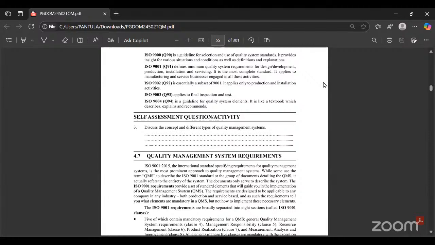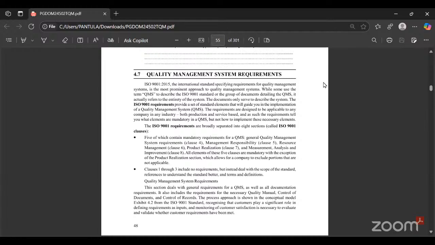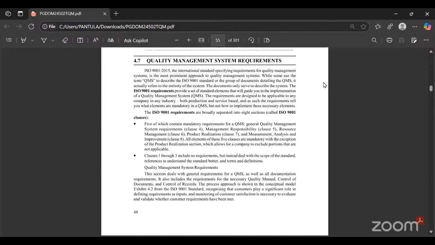And the quality management system requirements. What are the quality management system requirements? ISO 9001 has five clauses which contain mandatory requirements for a QMS, quality management system: quality management system requirements, clause 4; management responsibility, clause 5; resource management, clause 6; product realization, clause 7; and measurement, analysis and improvement, clause 8.